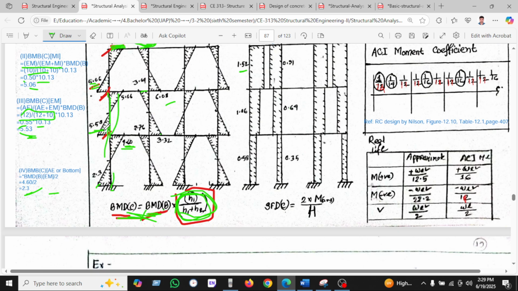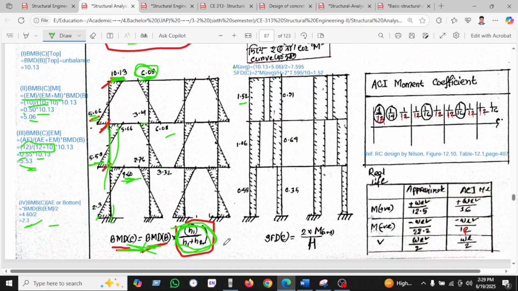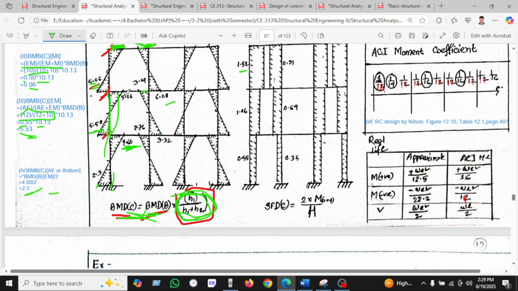And the last one we can see, how we will get this value. It will be AE divided by 10. If we calculate here, 10 divided by 12 plus 10, which will be 0.4545, it will be multiplied by 10.13 and we found 4.63. I will get this also, and the same way.